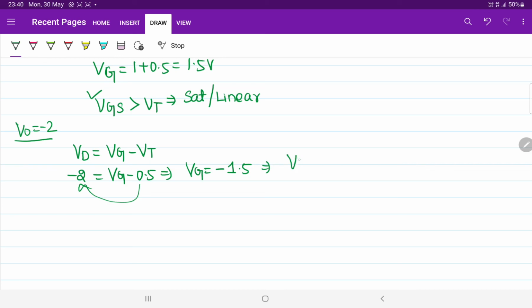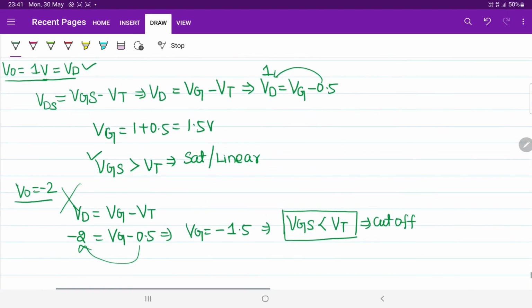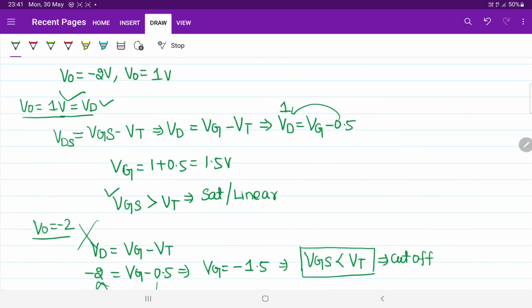So it is clearly indicated that the value of VGS is minus 1.5, whereas the value of VT is 0.5. So VGS is less than VT. It means the region of operation will be the cutoff region. The MOSFET is off. It is in the off state. So this voltage is not a valid voltage. So the correct answer is that the value of output voltage is 1 volt.